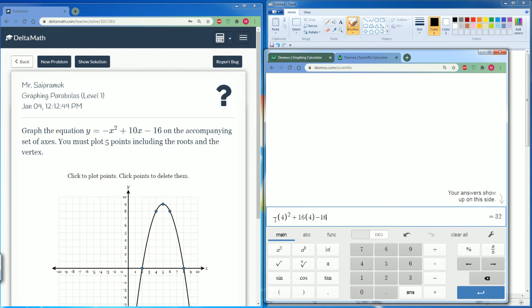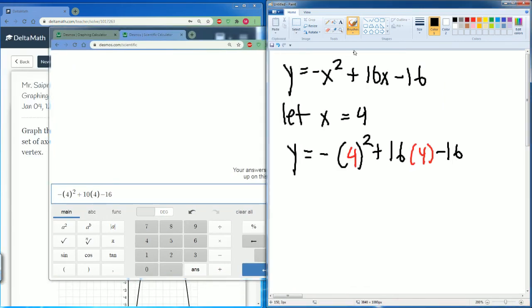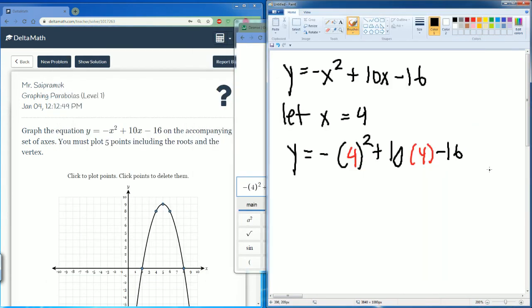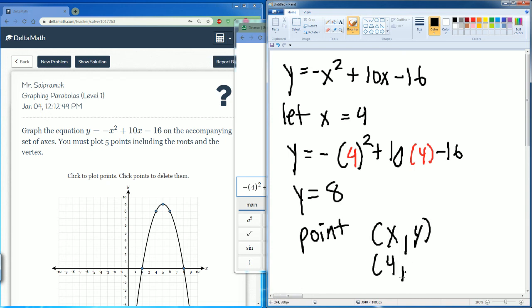Negative 4 squared. Oh, this is a 10, right? Yeah, that's a 10x. It should be a 10, not a 16. I wrote it wrong. That's a 10. So do you see how y is equal to 8? So y was equal to 8. So the point here is x comma y, so it is 4 comma 8.